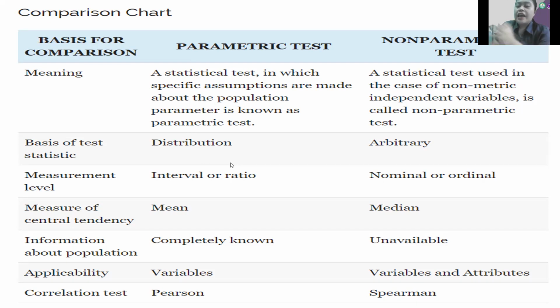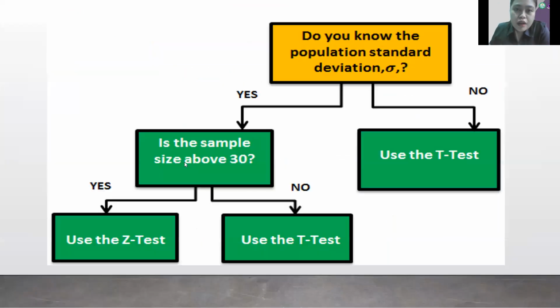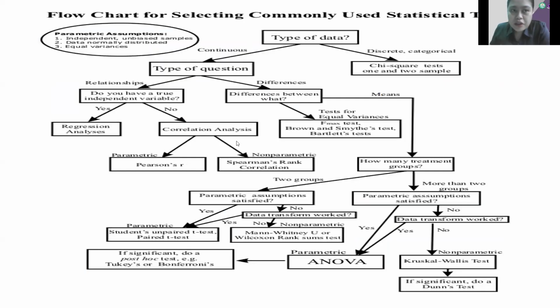Okay? So again, if these assumptions, we call them assumptions, if these assumptions will not be met, we will be using the non-parametric equivalent. So just like when the distribution of the data set is not normal or your data set is either nominal or ordinal. So actually, na-present ko na ito sa inyo. This is the flow chart na ginagamit natin in selecting commonly used statistical tests.